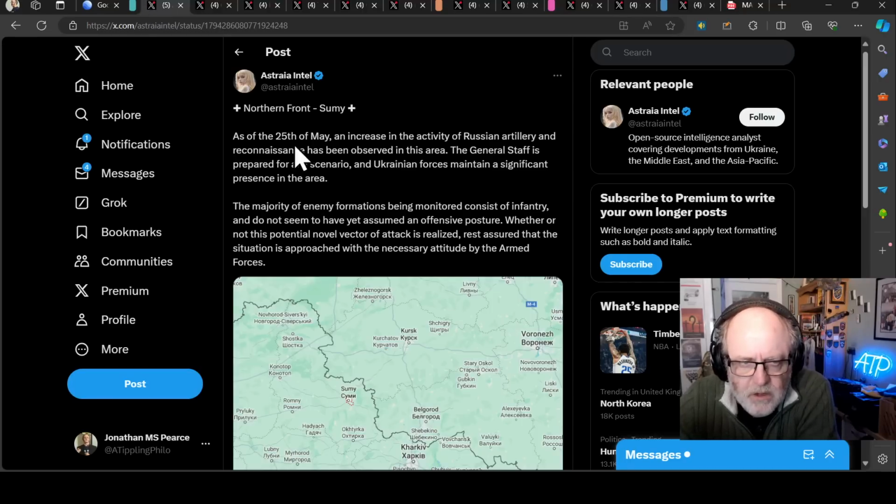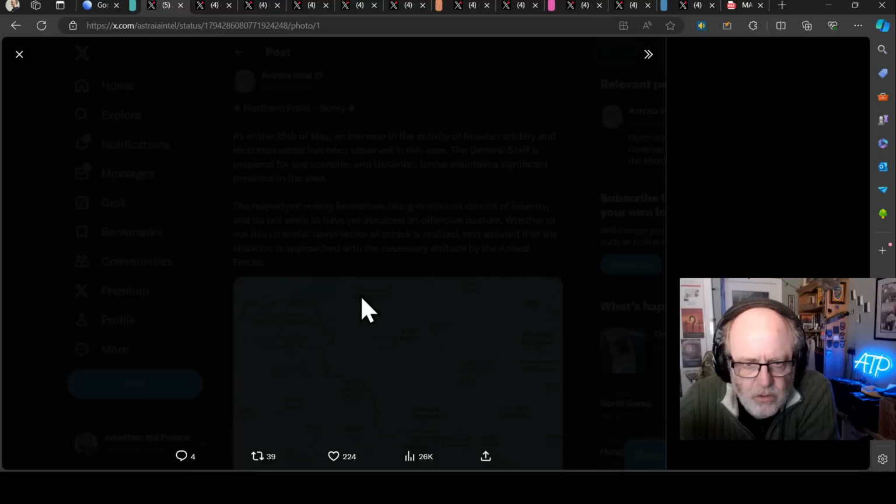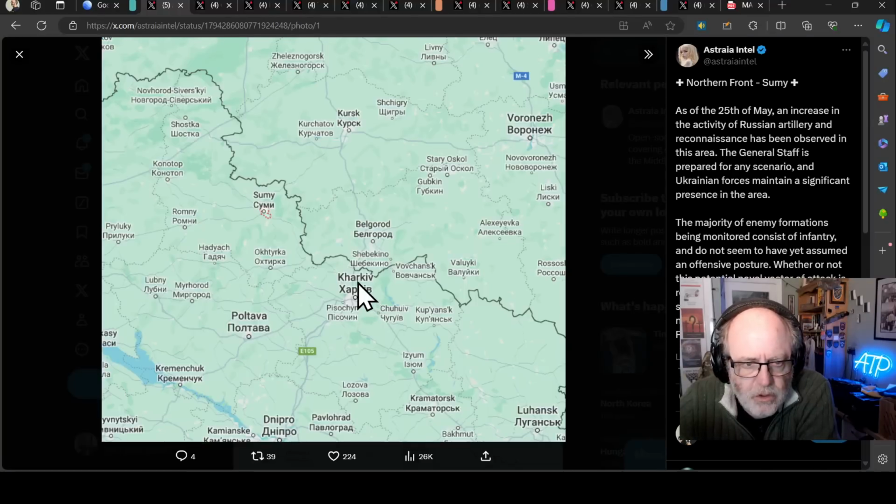But anyway, on the northern front in Sumy, as of the 25th of May, so it's a couple of days ago, an increase in the activity of Russian artillery and reconnaissance has been observed in this area. The General Staff is prepared for any scenario. The Ukrainian forces maintain a significant presence in the area. The majority of enemy formations being monitored consist of infantry, and do not seem to have yet assumed an offensive posture. Whether or not this potential novel vector of attack is realised, rest assured that the situation is approached with the necessary attitude by the armed forces of Ukraine.